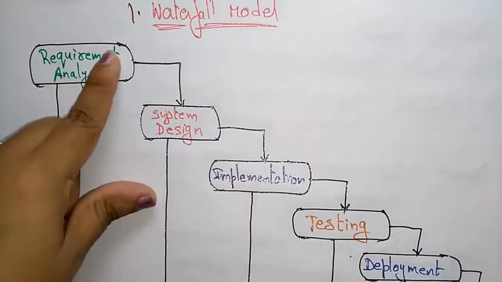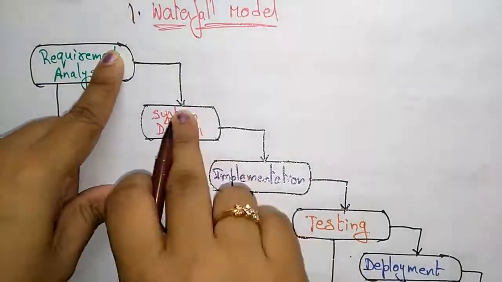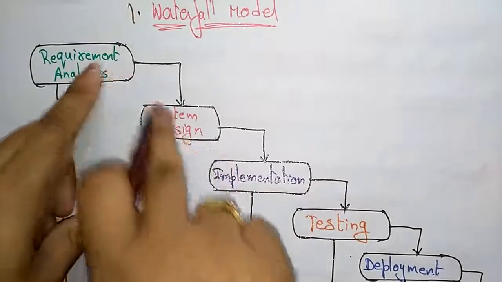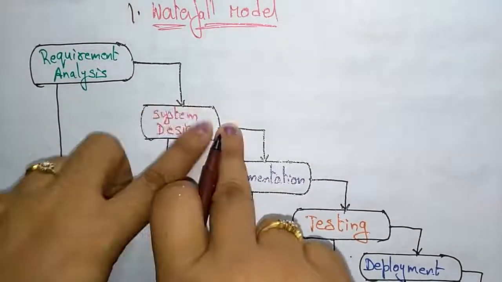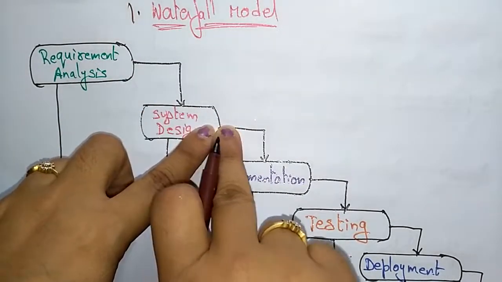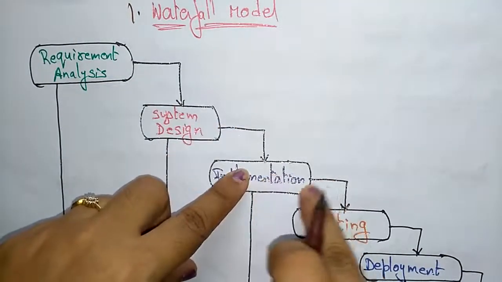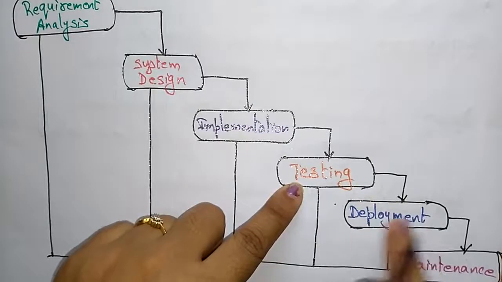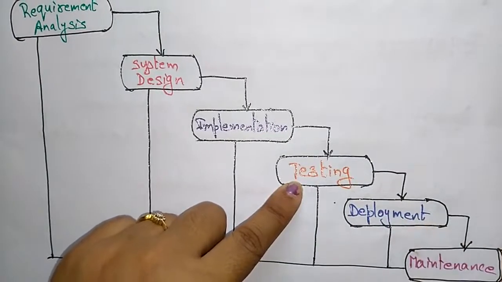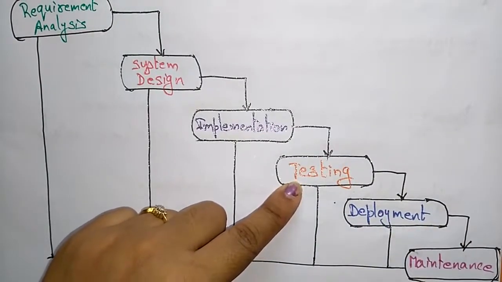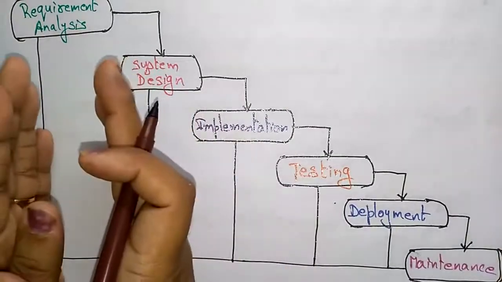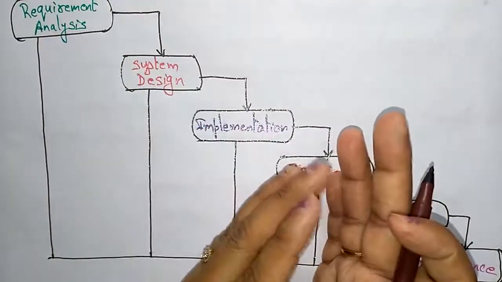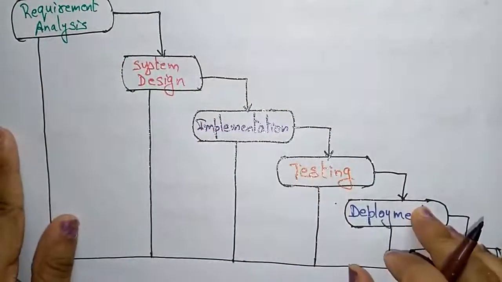Here, the outcome of one phase acts as an input to the other phase. The outcome of requirement analysis is input to system design. The outcome of system design is input to implementation. The outcome of implementation is input to testing. The outcome of testing is input to deployment, and the outcome of deployment is input to maintenance. So the outcome of one phase acts as an input for the next phase, and that should be sequential.